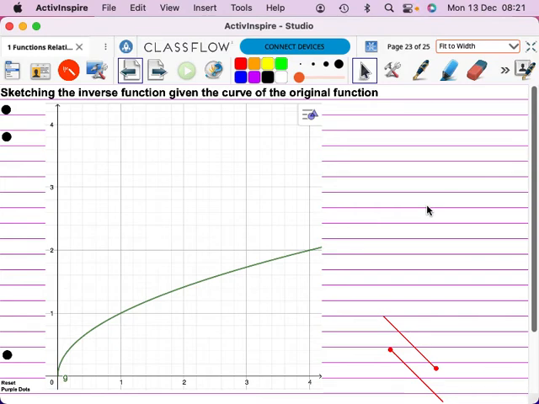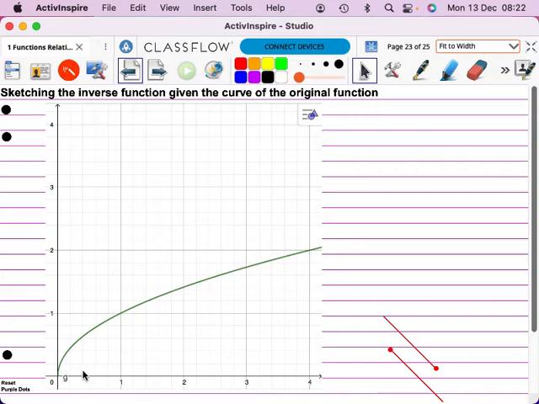Okay, today we're going to look at sketching the inverse function given the curve of the original function. Now I will do a summary at the end, but here we have a function, it doesn't matter what it is, and we need to draw the inverse from this drawing. In order to draw an inverse, you have to make sure that the scale on the x-axis and the scale on the y-axis is identical.